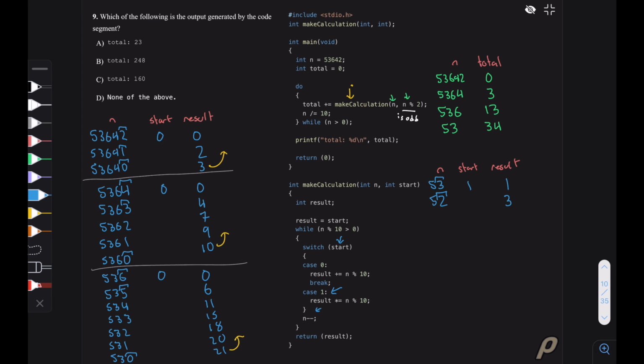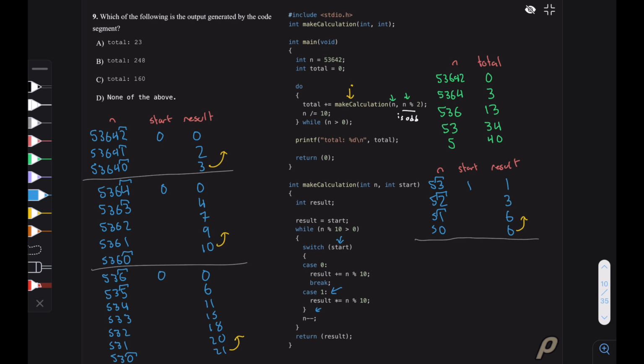So then same thing here, we get a 2, that's still greater than 0. Then we multiply result by 2, so now we get 6. Subtract by 1, we get 51. That's still just going to be 6, and then subtract by 1, 50. 0 is not greater than 0, so we'll send that back up to main. So we'll send 6, so then we get 40 if we add it to total, and then we divide 53 by 10, and we get 5. And then that's still greater than 0, so we got to do one last loop here.